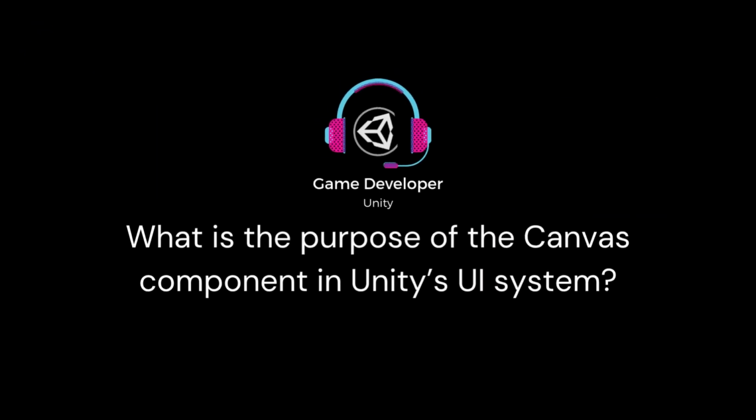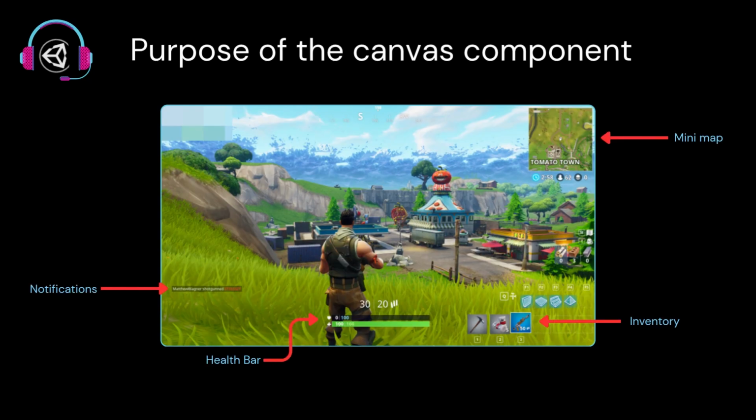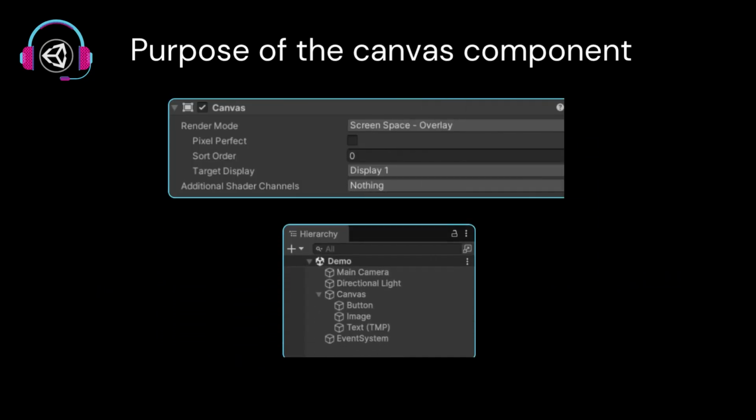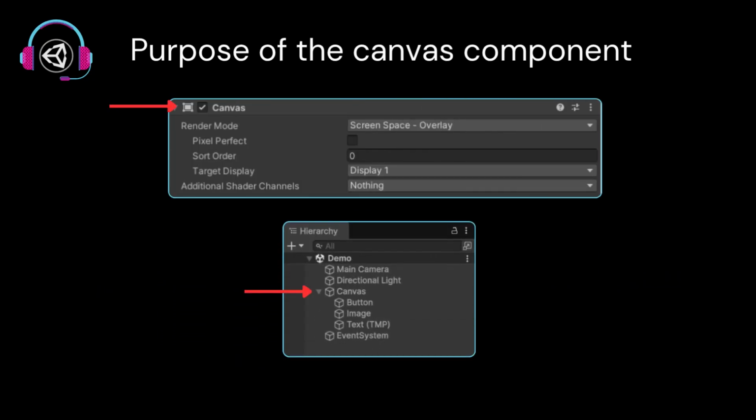What is the purpose of canvas component in Unity's UI system? User interface is a key part of nearly every game. From main menus and health bars to buttons and tooltips, UI elements help players to interact with your game in clear and meaningful ways. The canvas is the area that all UI elements should be inside.